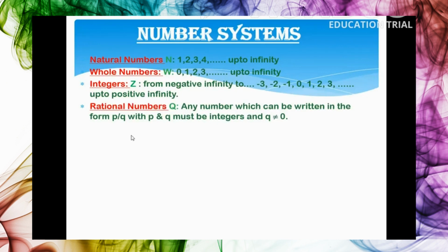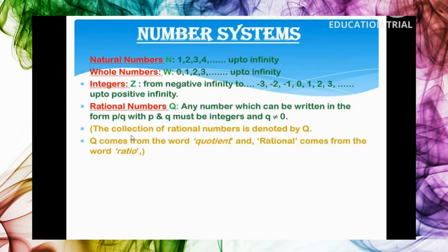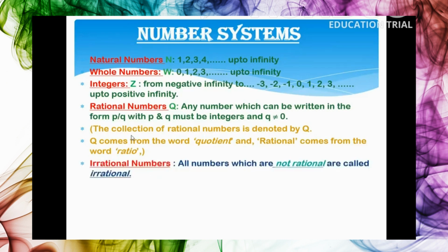Next is rational numbers. The set of rational numbers is denoted using the letter Q. Any number which can be written in the form of P divided by Q, with P and Q integers and Q not equal to 0, is called a rational number. So any number which has a P by Q form is called a rational number. The collection of rational numbers is denoted by the letter Q. The reason is Q comes from the word quotient, and rational comes from the word ratio.